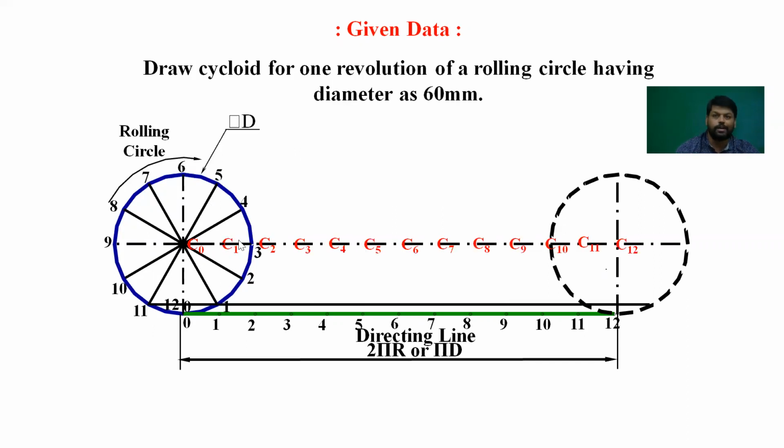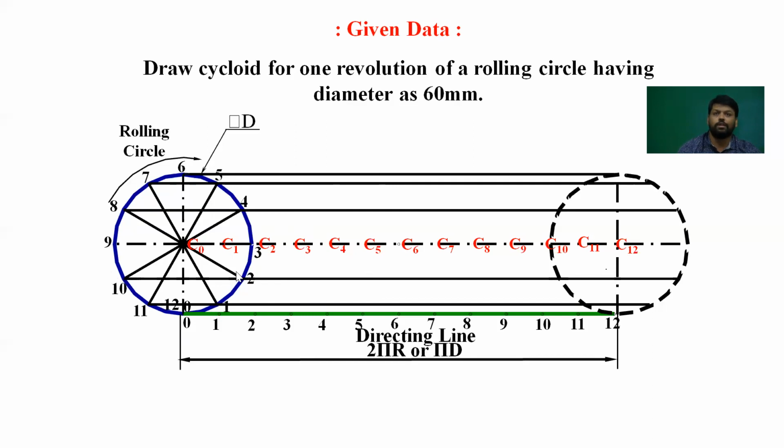Now we will divide this locus of center also into 12 equal parts, the same as we have already divided this line. The same points will be marked here, and you will mention them as C0, C1, C2, C3, C4, C5, and so on up to C12. And after that, you divide the circle into 12 equal parts and name them 1 to 12. From each point you will draw lines parallel to the straight line on which the circle is rolling.